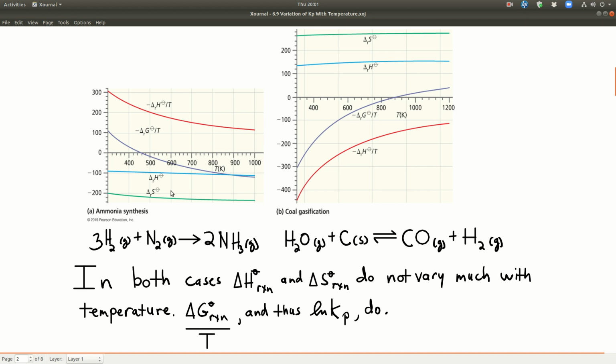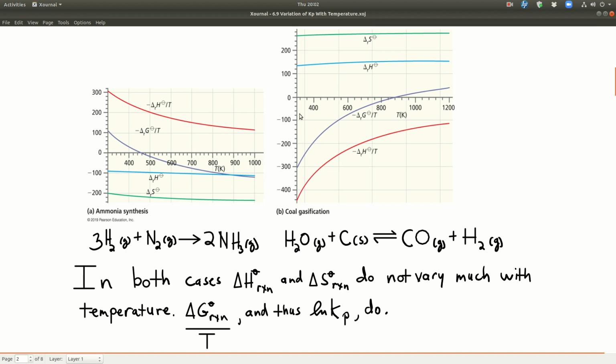Now, we know that enthalpy probably changes with temperature, and certainly entropy changes with temperature, but this is the delta H and the delta S of the reaction. And so as long as the reactants and the products are similar in their entropies, the delta S is not going to be significant, and delta H likewise will not be significant. For this reaction here, we're making 2 moles of gaseous products from 4 moles of gaseous reactants, so as we would expect, delta S is negative.